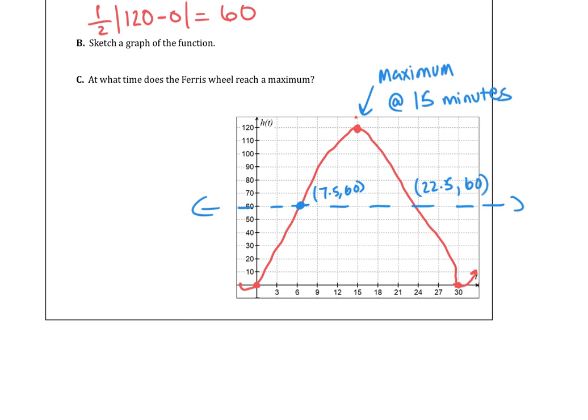So there you go. There's periodic functions, guys. Again, key takeaways: amplitude, cycle, period is how long it takes us to complete a cycle. And I hope this video helped you just a little bit.